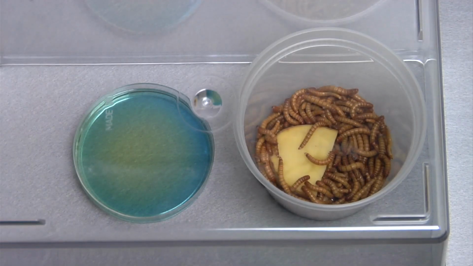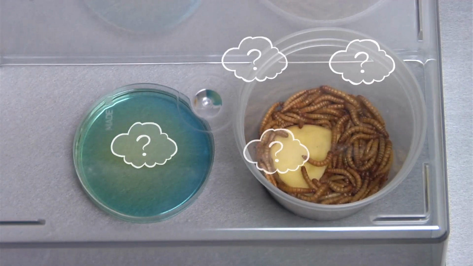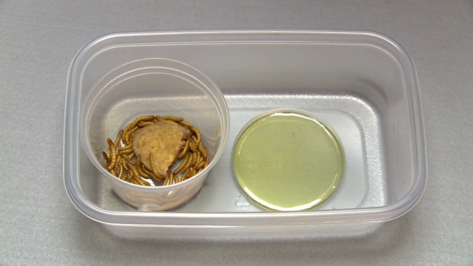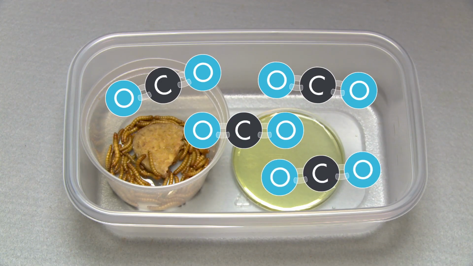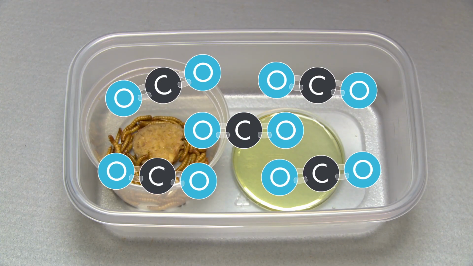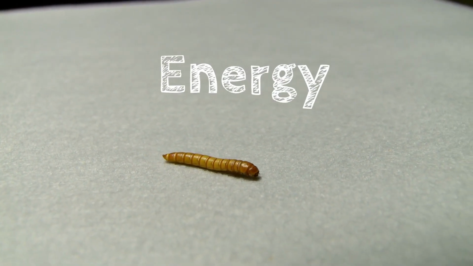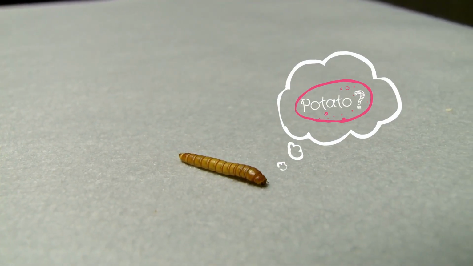And some unanswered questions. There were definitely atoms moving. The potato lost mass. The mealworms gained mass, but not all the mass. Where did the missing mass go? The CO2 concentration increased. So where did carbon atoms in the carbon dioxide come from? And finally, the mealworms are getting energy to move around from somewhere. How are the mealworms getting energy? What are the mealworms doing with that potato after they eat it?